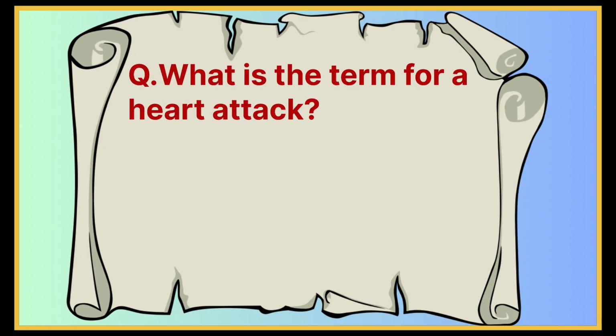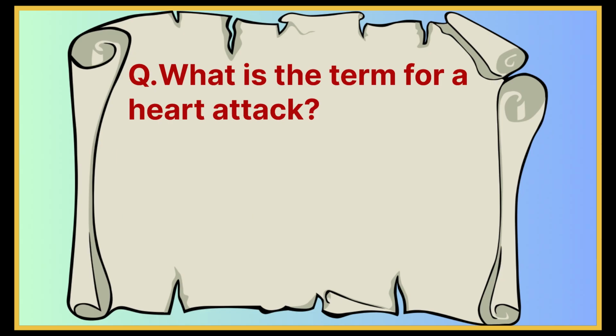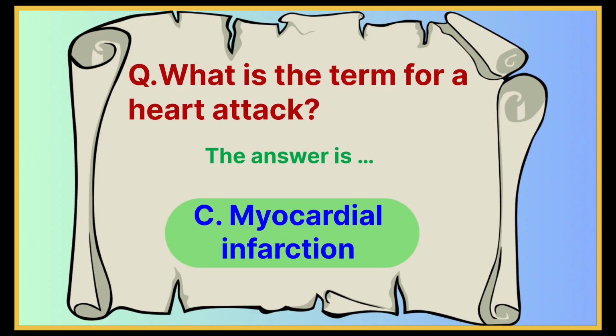Next question. What is the term for a heart attack? So the options are A, stroke, B, aneurysm, C, myocardial infarction, D, embolism. So the correct answer is option C, myocardial infarction.